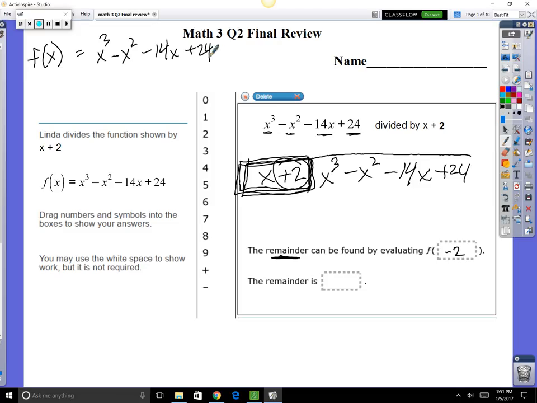Okay, we did these maybe in first quarter. Into the function, you're going to evaluate a minus 2. So instead of the x, you're going to replace all those x's with a minus 2. Wherever there's an x, let's put parentheses. So instead of the x, let's put a minus 2 cubed, subtract, put parentheses, a minus 2 squared, subtract 14 times parentheses, a minus 2, plus 24.